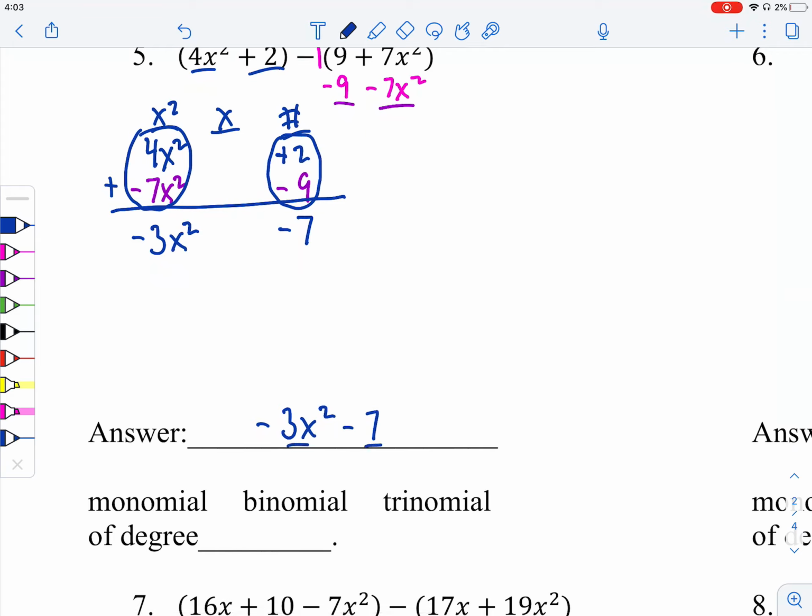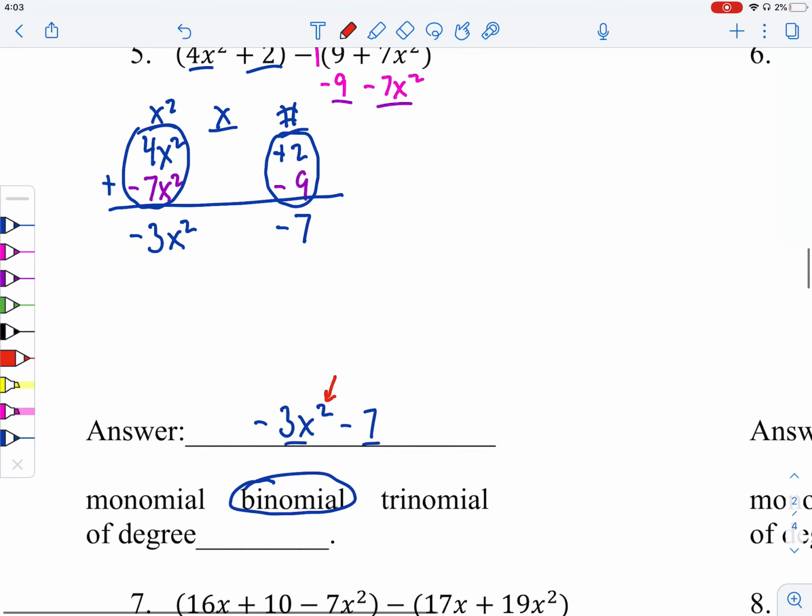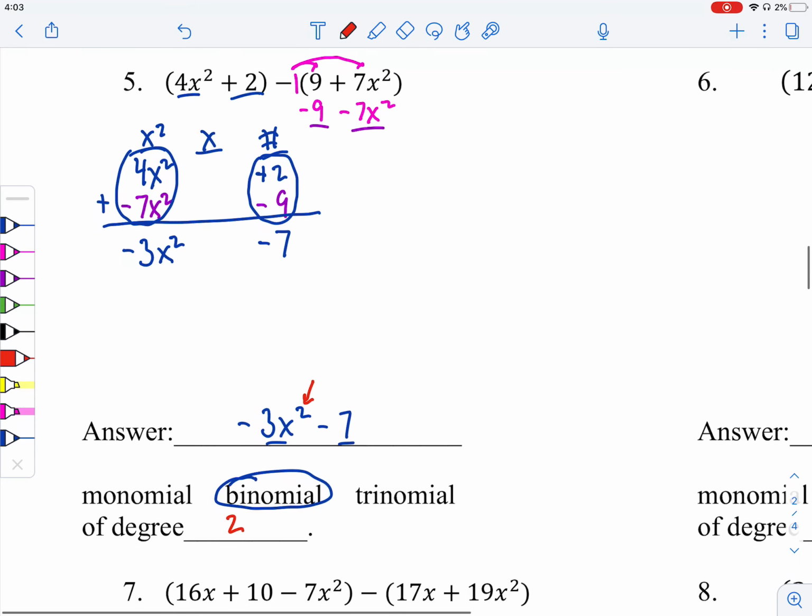So it's 2 terms, right? 1, 2 is our terms. So it's a binomial of degree 2, because that's our highest power. So 2 is our degree.